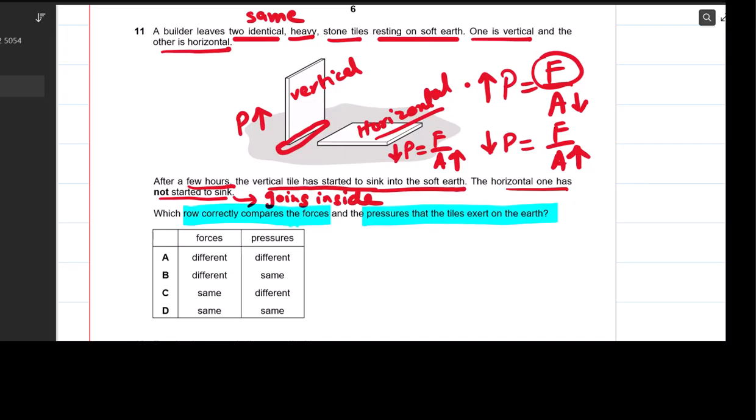So we are going to have same force, but pressure is going to be different. So C is right here. C is right that force will remain same. Pressure differs because here it is greater, here it is lower.